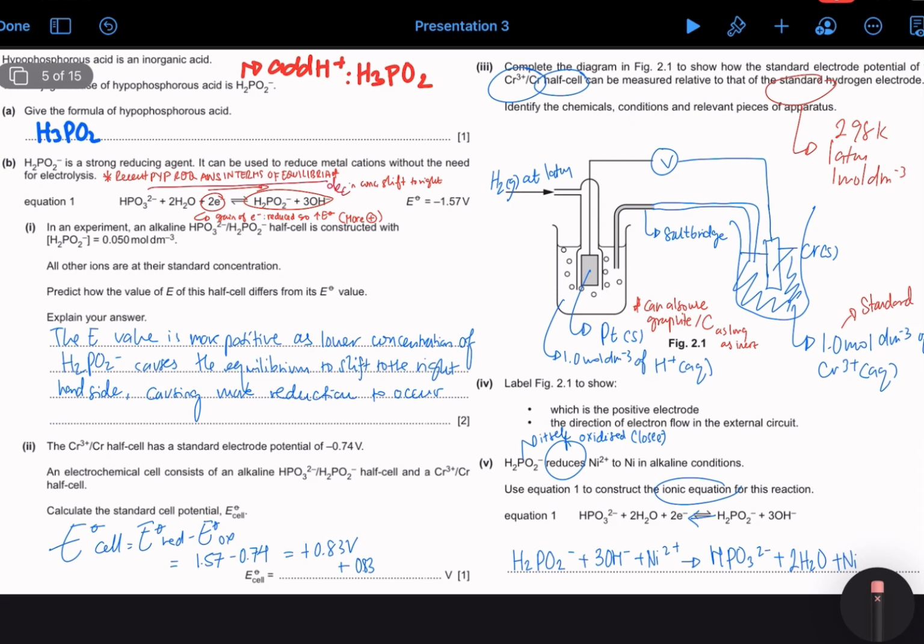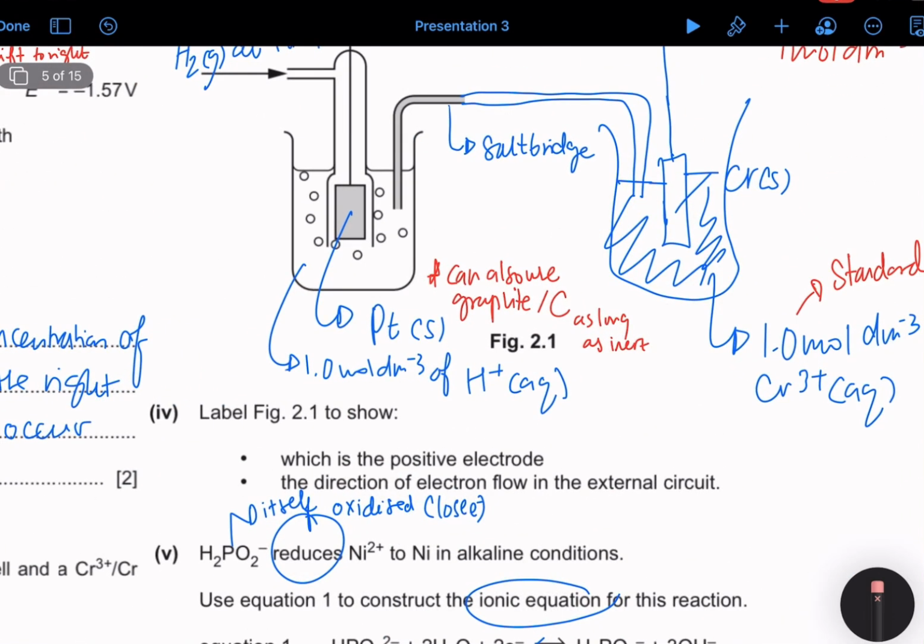For this question, the standard conditions would be 1.0 mole per decimeter cubed of H+, because we're using the standard hydrogen electrode. You would expect hydrogen gas at 1 atm, and you would use platinum. You can also use graphite or carbon as long as they are inert and can conduct electricity. We're using platinum here because it's the best, and it's submerged in a solution of 1.0 mole per decimeter cubed of H+.